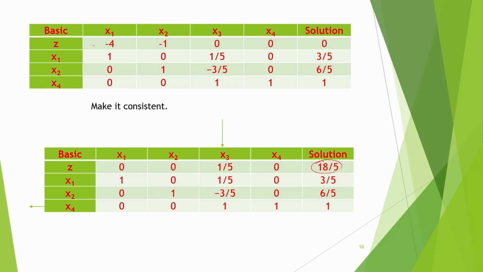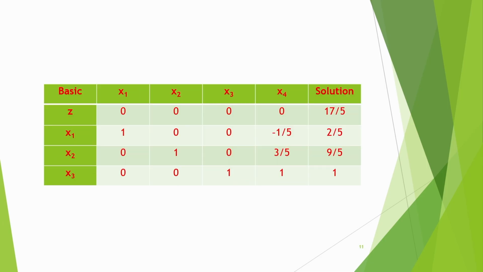Here we see that now only the coefficient of x3 is positive. It is a minimization problem, so x3 can be the entering variable. Now what about the ratio? You see that this becomes the pivot column. Here it is 1 by 5, so 3 by 5 divided by 1 by 5 is 3, this is negative, and this is 1. So the lowest is 1. So x4 becomes the leaving variable, and therefore, z becomes 0, 0.